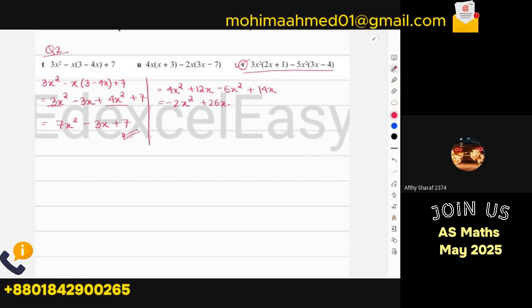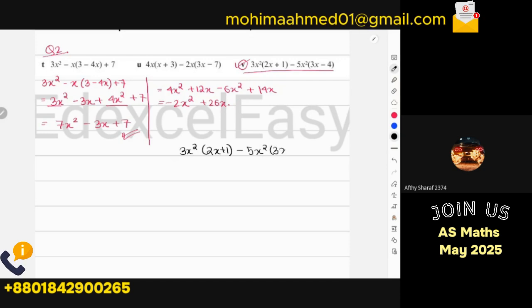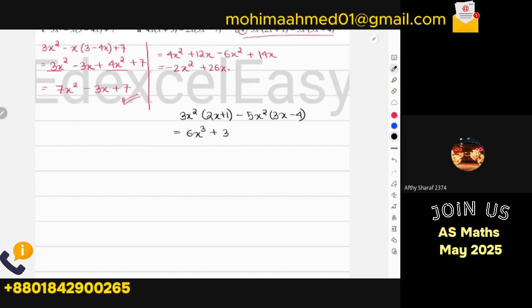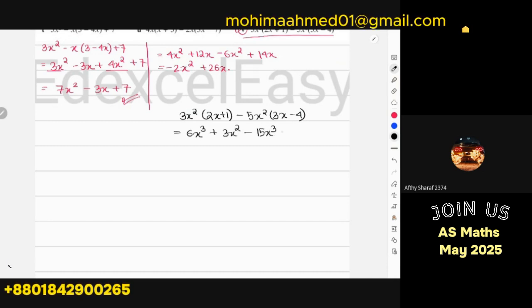I'll do this over here for a little bit of confusion. For example, if you're starting with 3x squared, then 2x plus 1 and minus 5x squared, 3x minus 4. Right, this is your original expression. So when you're multiplying 3 into 2, you're going to get 6x power 3 plus 3x squared, and then 15x power 3 minus minus, you're going to get plus 20x squared.